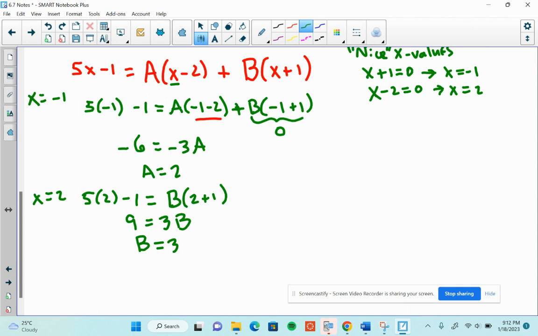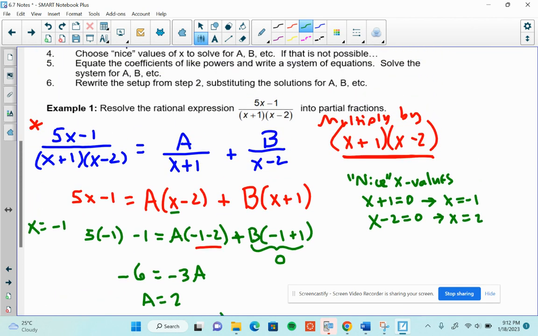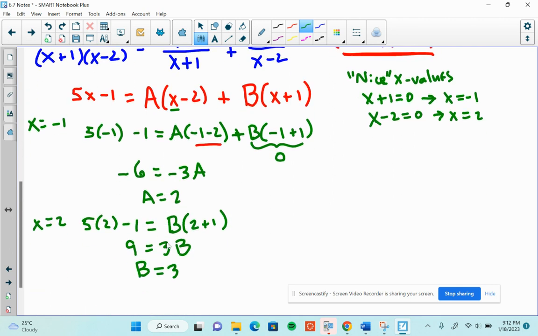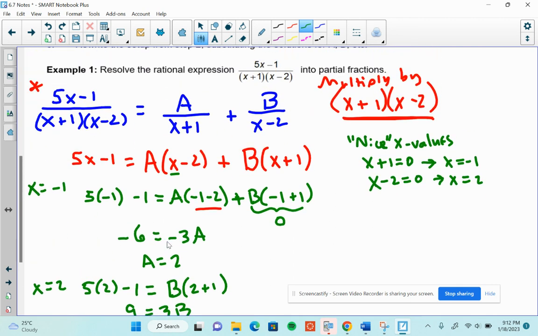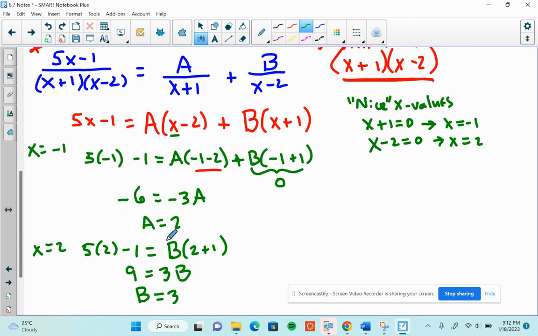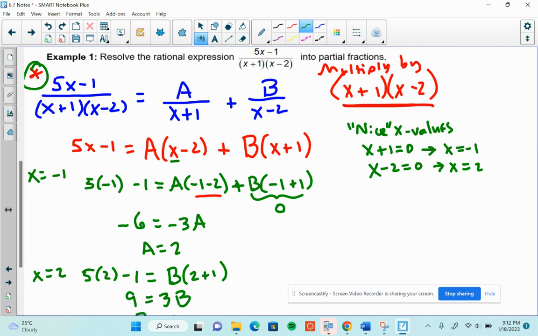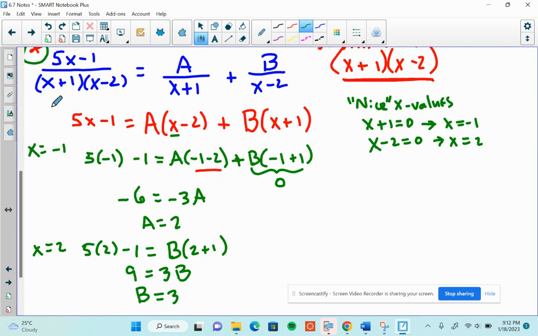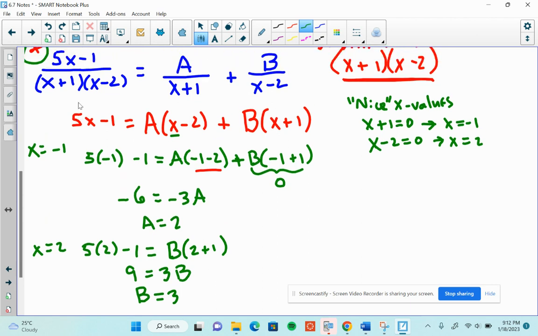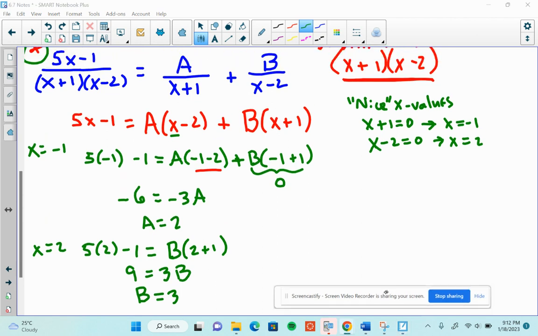And then that is step 5, or 4. We chose nice values. We solved for the a and the b. We don't have to do step 5 because we've already found all of them. So our last step, step 6, is rewrite the setup from step 2. So this setup right here, we're going to rewrite it with the a and b in place. Okay, just scroll down far enough that I can see that.